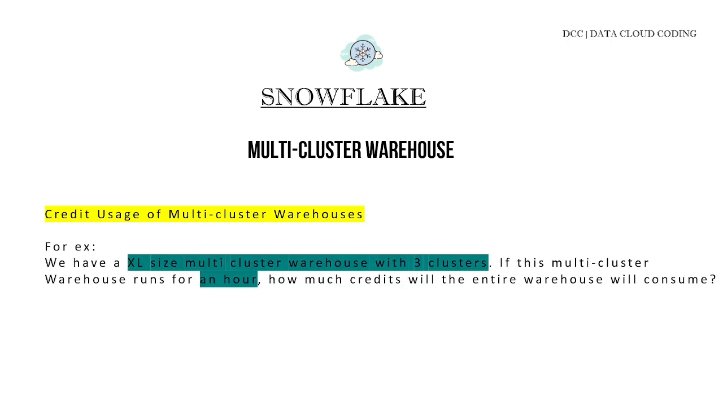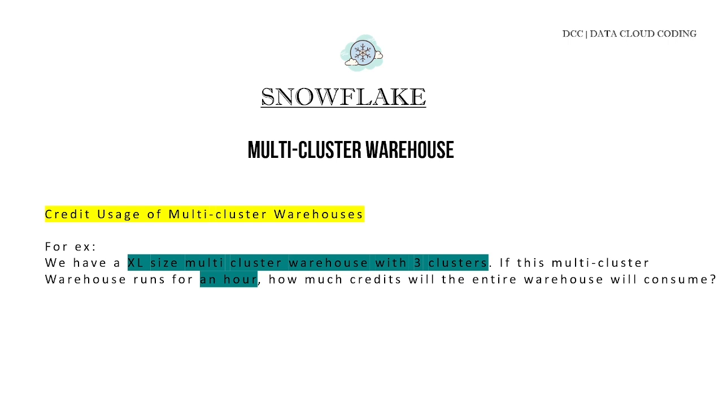Okay, so moving on, let's talk a little bit about credit usage of a multi-cluster warehouse. Let's suppose, for example, I have an extra large size multi-cluster warehouse and I have enabled 3 clusters for that multi-cluster warehouse. So I have an XL size warehouse with 3 clusters. If this multi-cluster warehouse runs for 1 whole hour, how many credits will the entire warehouse consume for that whole hour?